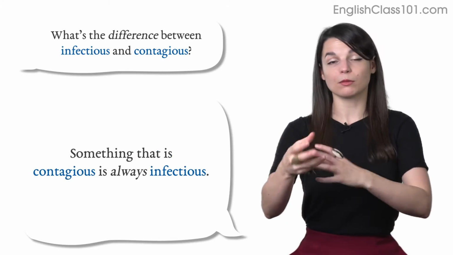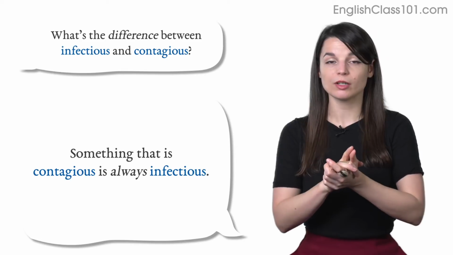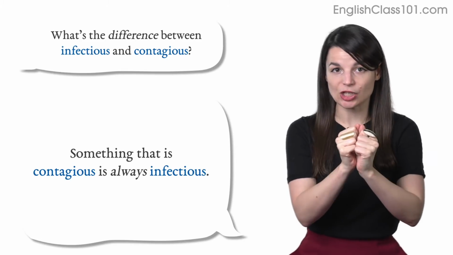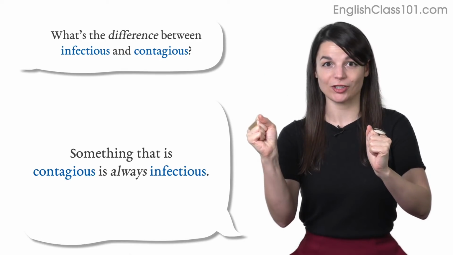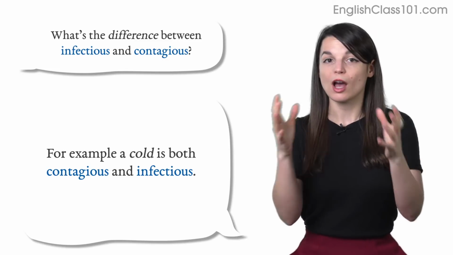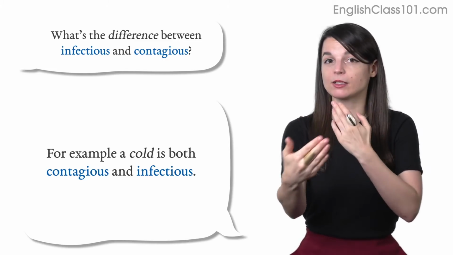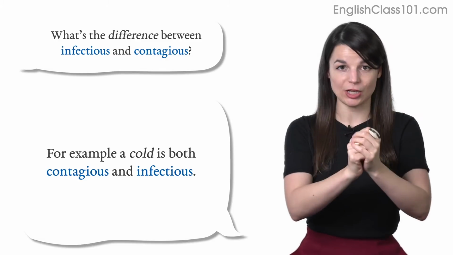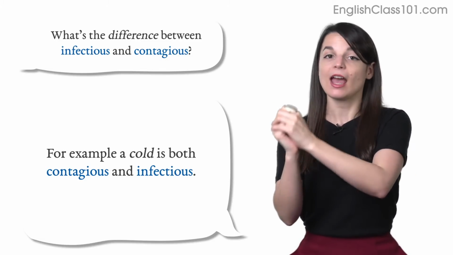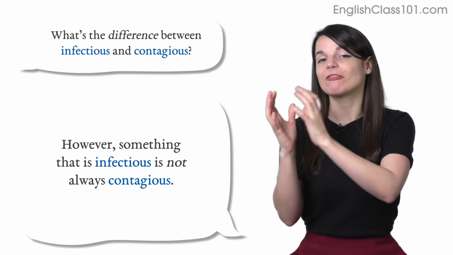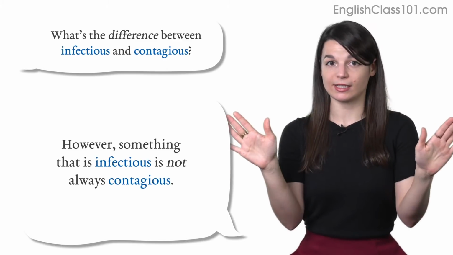So, to think about the relationship between these two words, something that is contagious is always infectious. So, for example, a cold. A cold is a germ, it's a disease, and it can be passed between people. So, it is contagious and it is infectious. However, something that is infectious is not always contagious.